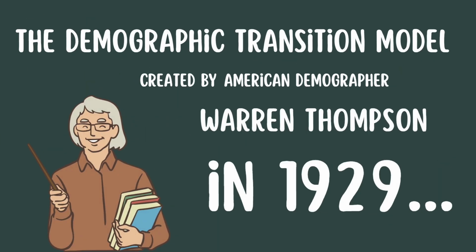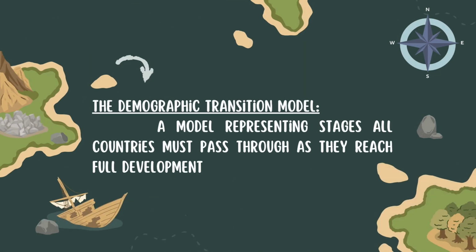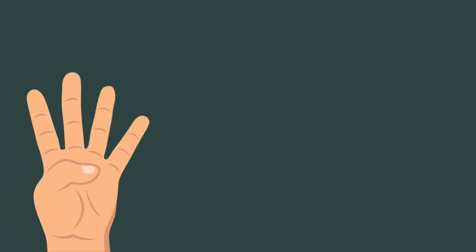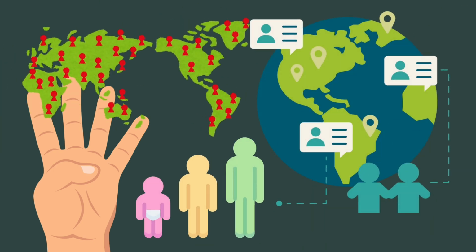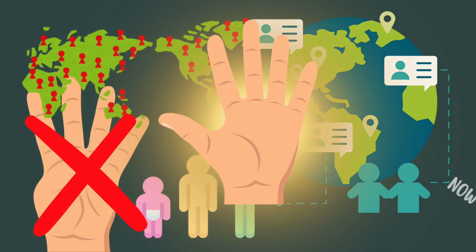Let's dive in. The demographic transition model, created by American demographer Warren Thompson in 1929, is often defined as the stages all countries must pass through as they reach full development. Currently, there are 4 defined stages to this model that use different demographic factors to measure the level of development in a country. Some even argue the existence of a 5th stage.